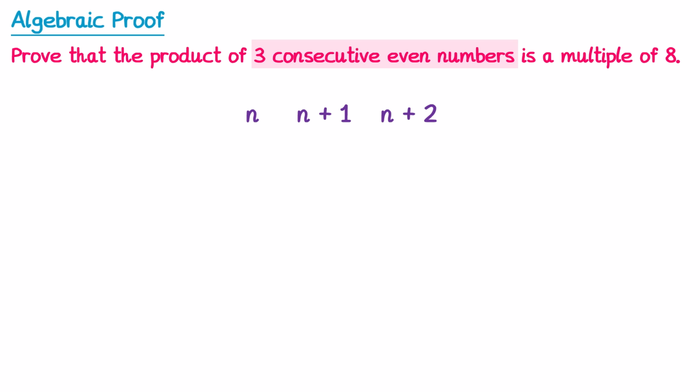But the problem with this is if we had these numbers, they would be consecutive, but not necessarily all even. For instance, if n was 3, we'd have 3, 4, and 5. Here we've only got one even number. If n was 10, we'd have 10, 11, 12. And here we have 2 even numbers. So this isn't how you write down 3 consecutive even numbers, it's just 3 consecutive numbers.